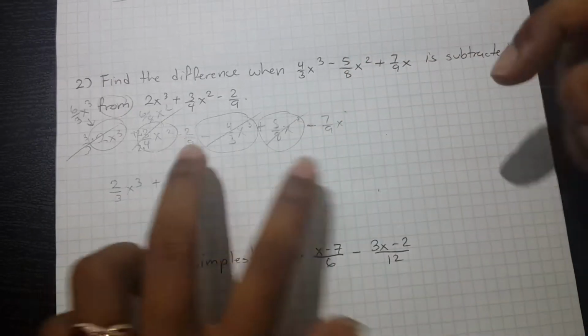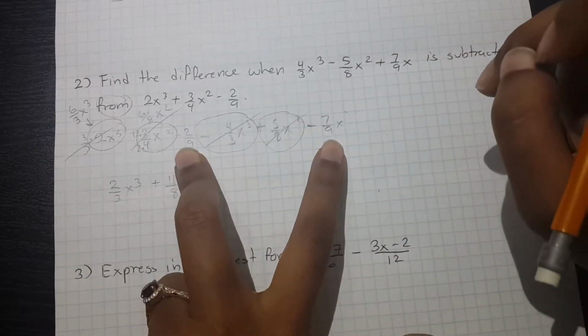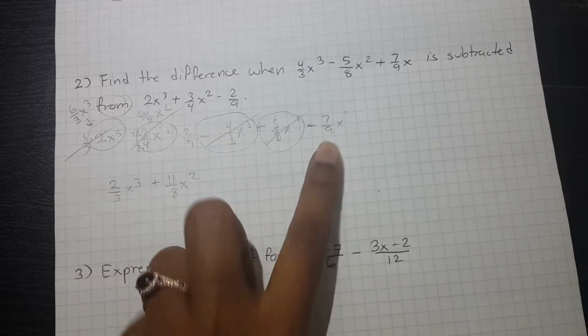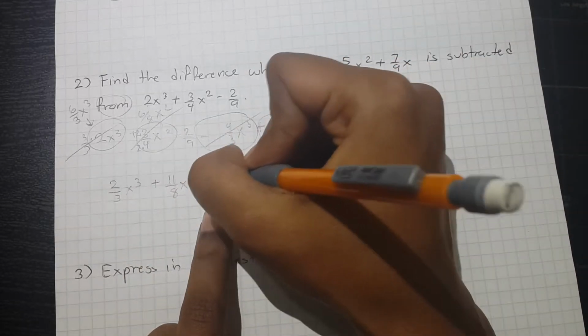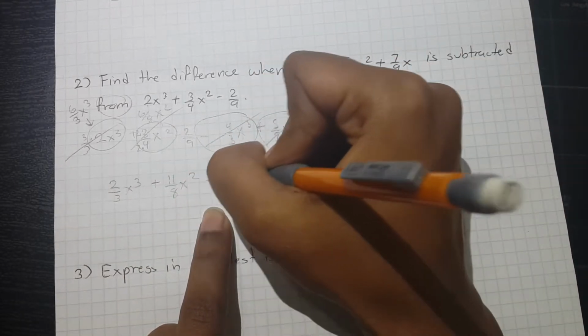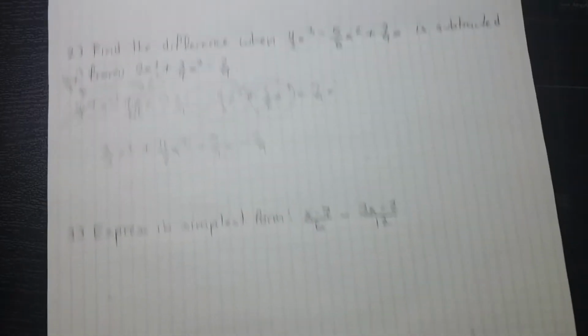We see that we have two terms left, but they are not like terms because this one has a variable and this one doesn't. So I'm just going to leave it as is. So that's negative or minus 7/9 x minus 2/9. And we're done with that.